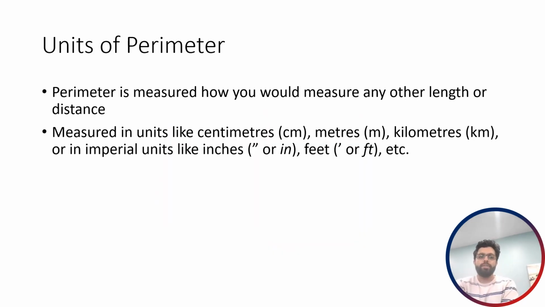So now we're going to get into talking about units. Perimeter has pretty straightforward units. Perimeter is basically just a special length that's talking about a certain shape, but you're basically just measuring a length or a distance, right? So perimeter is measured just how you would measure any other length or distance. So it's measured in units like centimeters, meters, kilometers, or again, if you prefer the imperial system, something like inches or feet or miles or whatever, right?